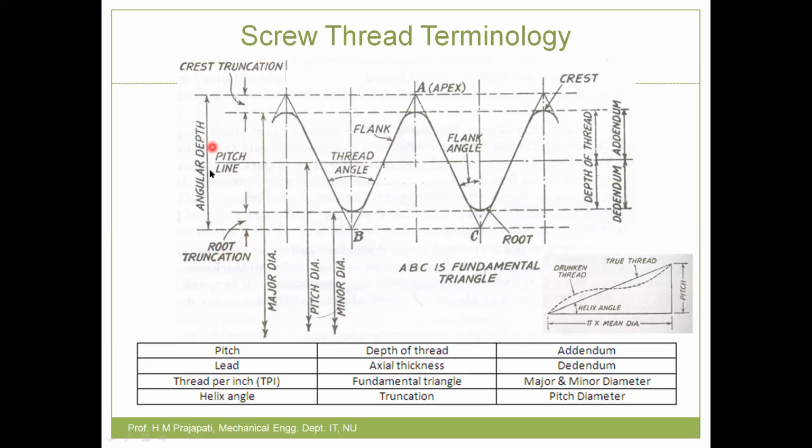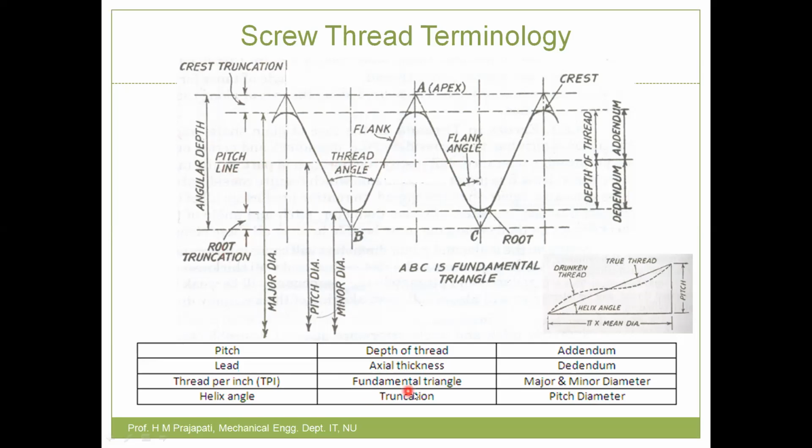So again I am repeating what a pitch line is. Pitch line is a line parallel to the axis and located at a position such that the space length and solid screw length are both the same. That is called a pitch line. Okay, so now again back to axial thickness. This much solid portion of the thread is called the axial thickness. So axial thickness of thread and axial space of thread are both the same on the pitch line.